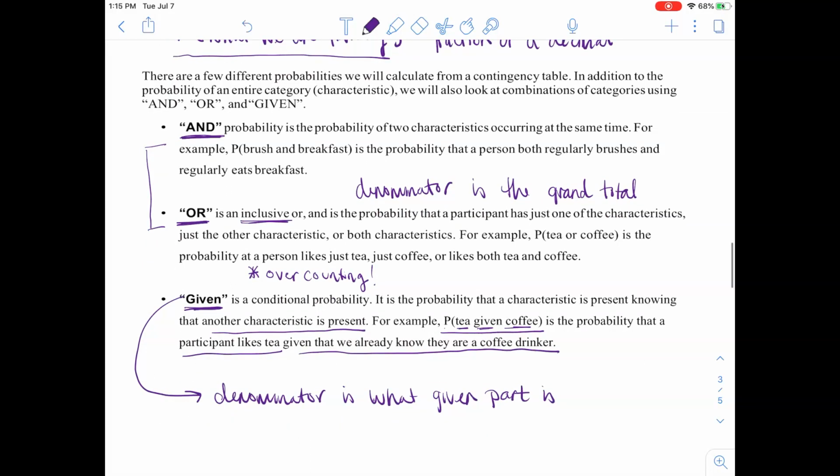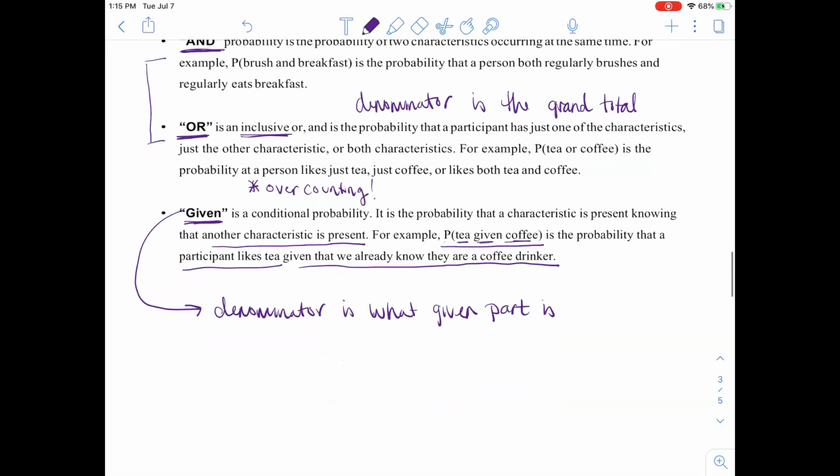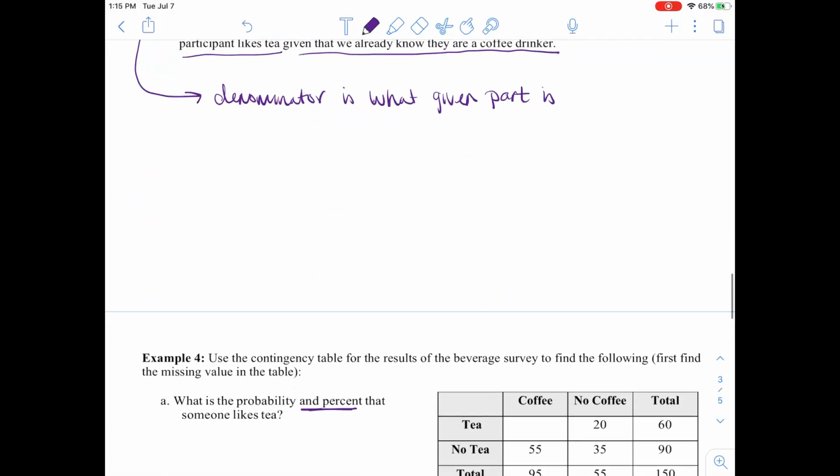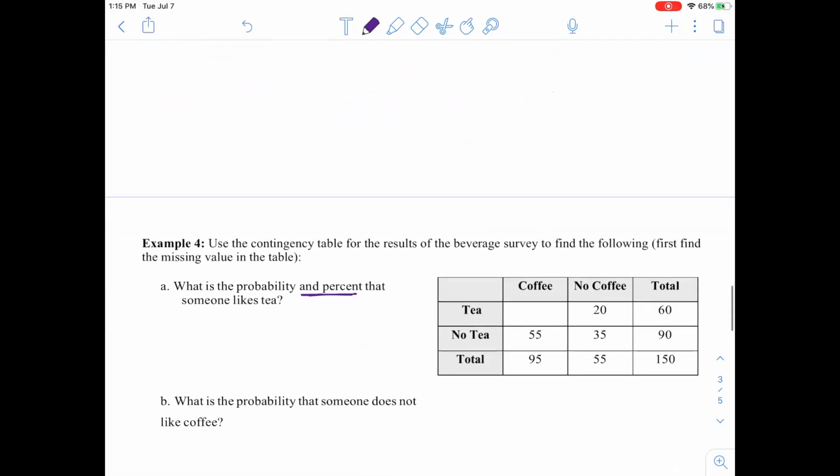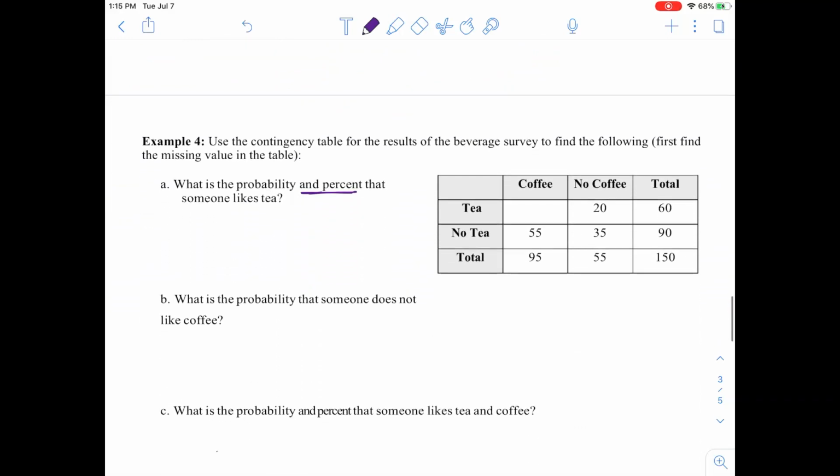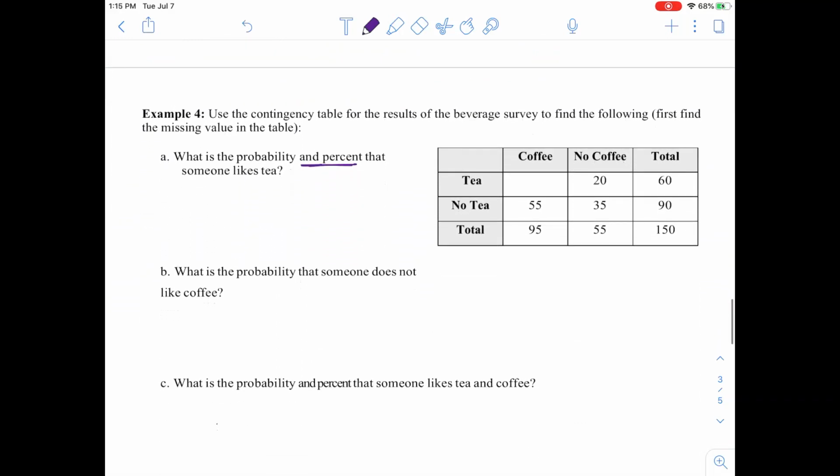So let's tuck that away in your memory or your brain. Maybe you don't have it memorized yet. That seems a little unfair. And let's put it to use. So our last example says, use the contingency table for the results of the beverage survey to find the following. First, find the missing value in the table. This is similar to my Open Math. They might give you a table that's not complete. You can find this missing piece by either realizing 60 minus the 20 gives me 40, or 95 minus 55 gives me 40. So it should give you the same result. Okay, now we can start.